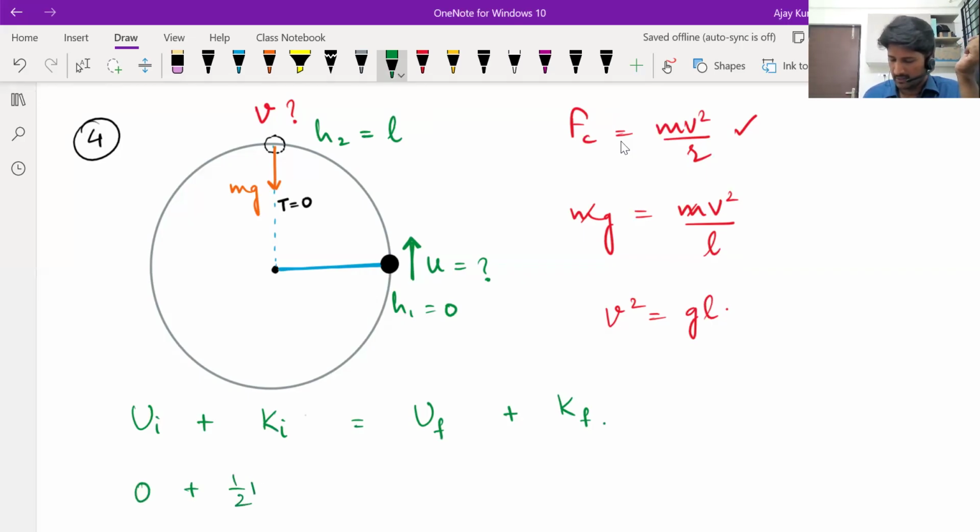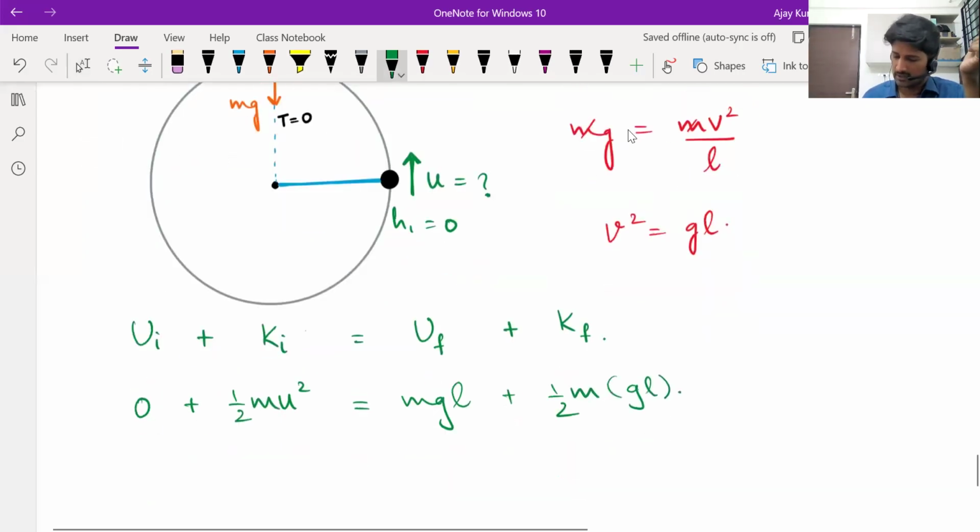Kinetic energy will be written half mu square, where u is the unknown. Final potential energy is mgl, because it is above the initial point by a height L. Final kinetic energy is half mv square. V square we derived is gl. Put all this together and solve for it. You'll get u is under root 3 gL.